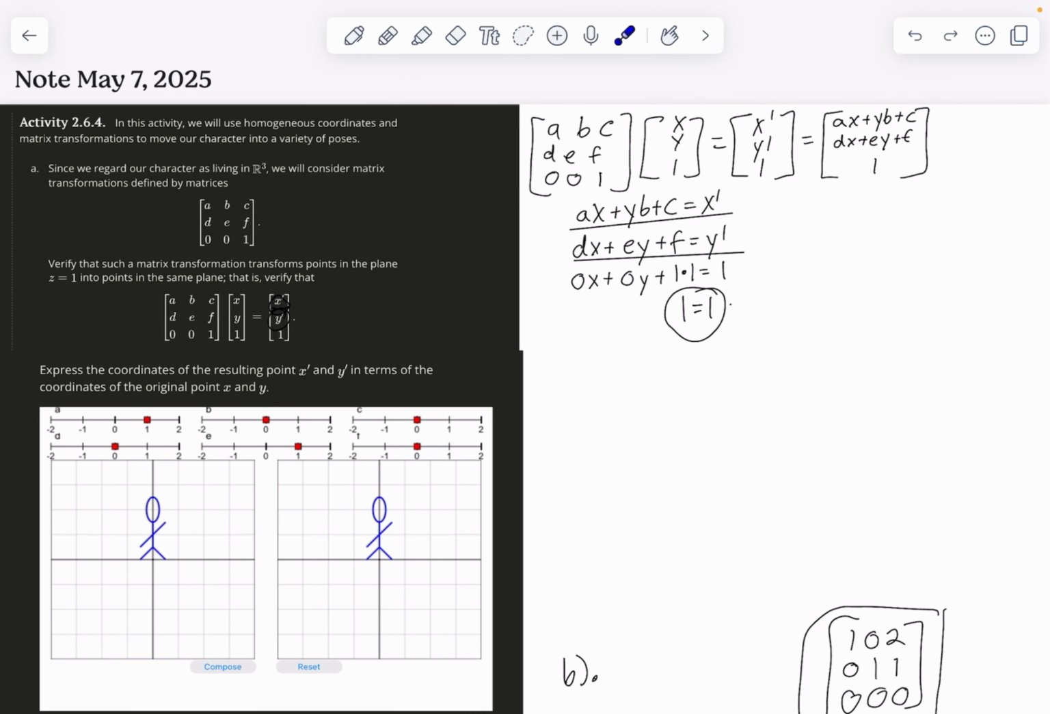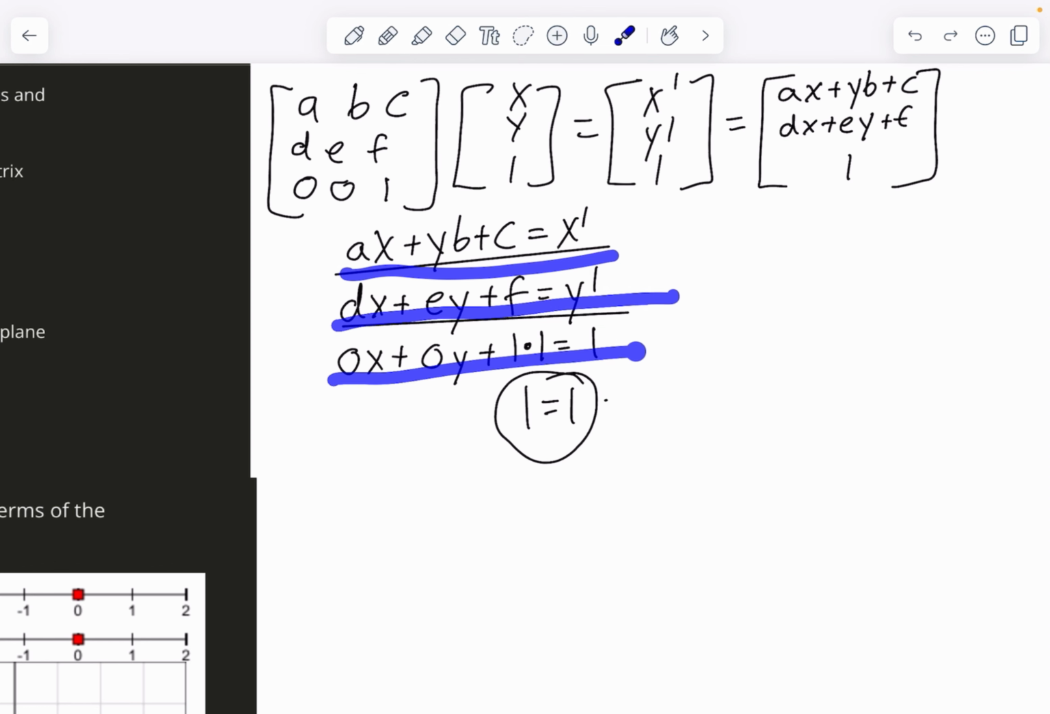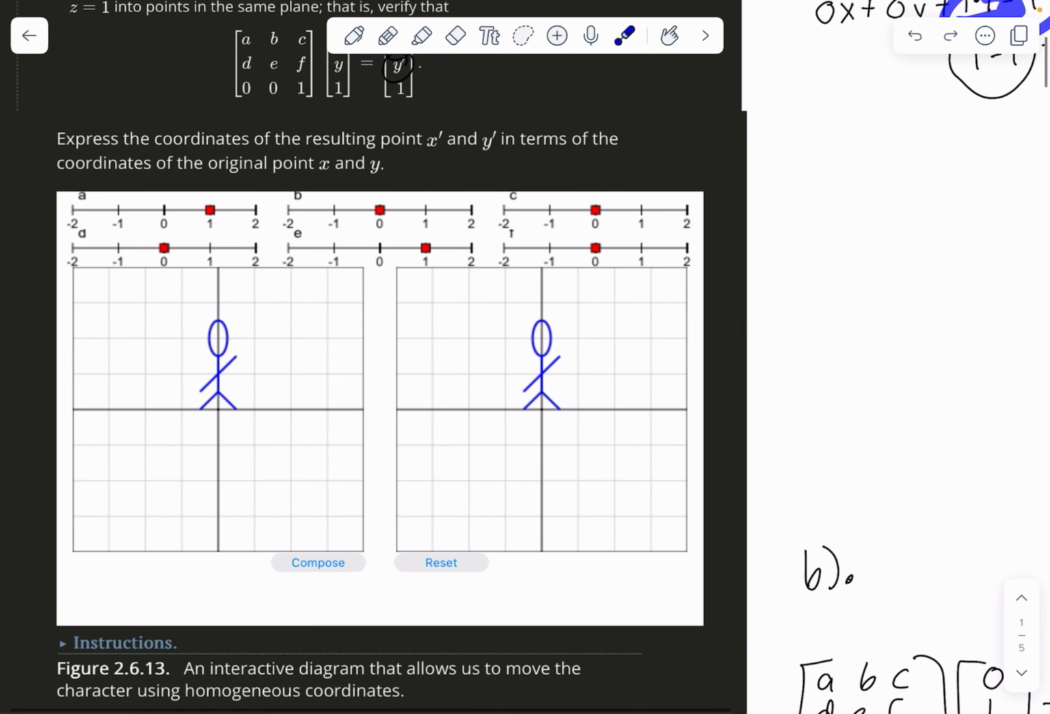So for this one, I was trying to verify that all of these points are going to equal this 0 with the z. And what I ended up concluding is that all of these points are going to have this, this, and this relationship, regardless of what A, X, E, Y, F, B, C are. This down here is always going to be equal to 1. Did that nice little math.